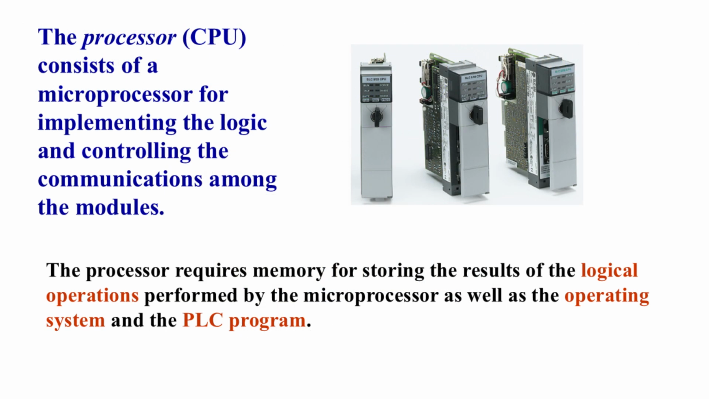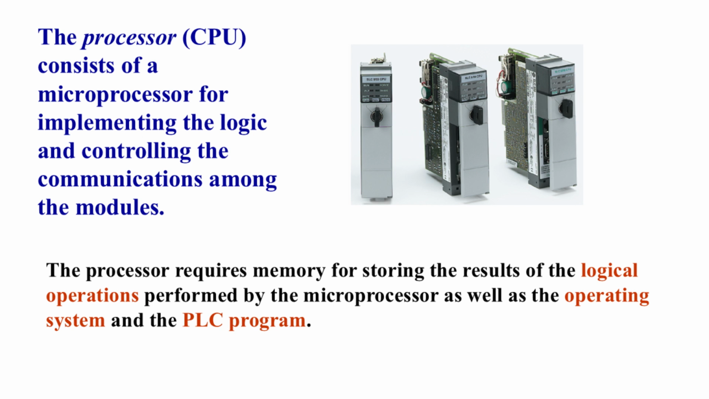The processor, or CPU, is the brain of the PLC. It contains a microprocessor that executes all the logic instructions and coordinates communication among the modules. Every decision the PLC makes, whether to turn on a motor, count a part, or trigger an alarm, happens inside the CPU.